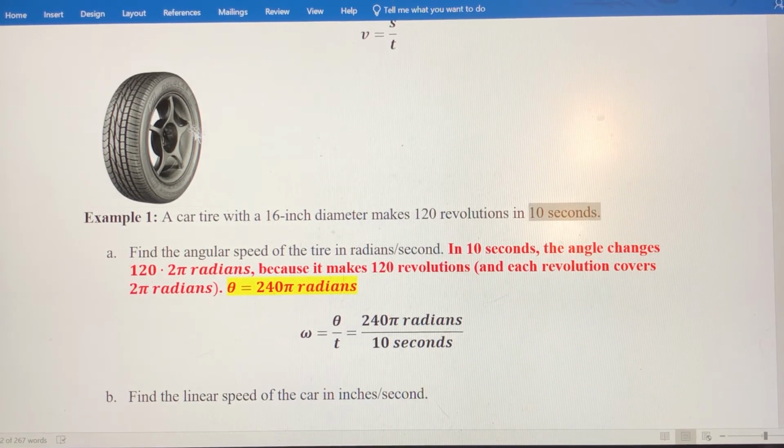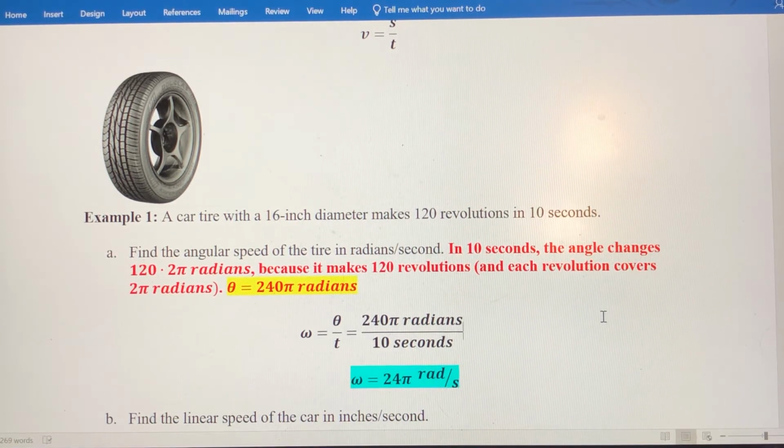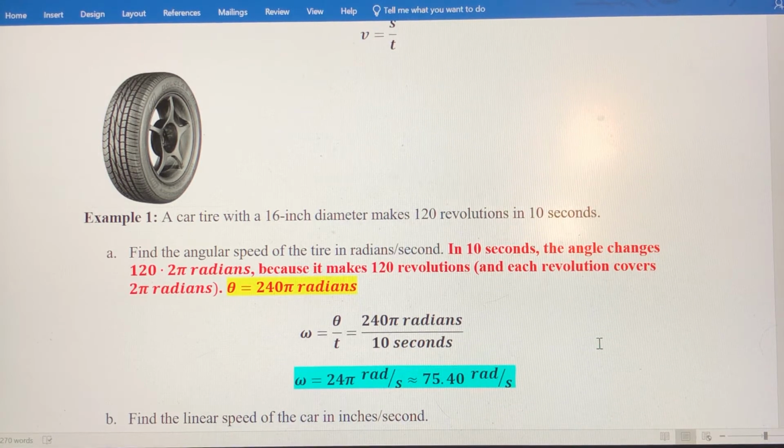So the angular speed of this tire in this situation is going to be 24 pi radians per second. This is an exact answer, that's why I use the equal sign. Now, 24 pi might not mean a whole lot to you, so let's make this into a decimal. The angular speed is approximately 75.4 radians every second.